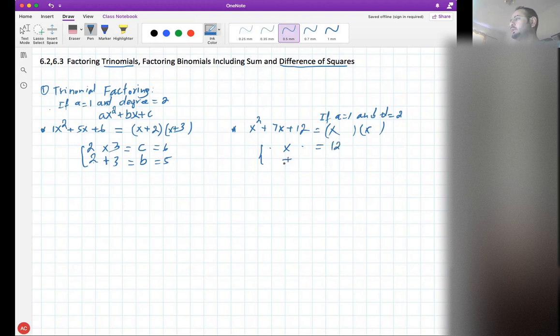Same numbers should add up or subtract to 7. That's right, to B, positive 7. 3 and 4. Exactly. So the numbers we're looking for are 3 and 4. So two numbers that multiply to 12. Start with the multiplication because it narrows down the options here. So two numbers that multiply to 12 and also add up to positive 7 are 3 and 4. Both positive. 3 times 4 is 12. 3 plus 4 is 7. And that's exactly what we want.